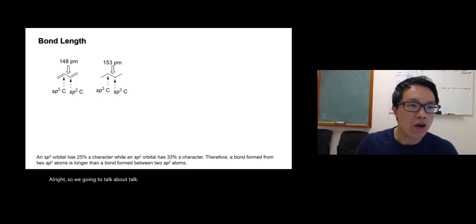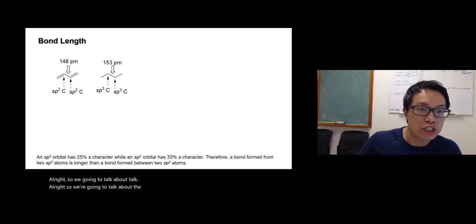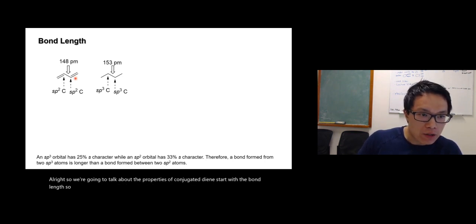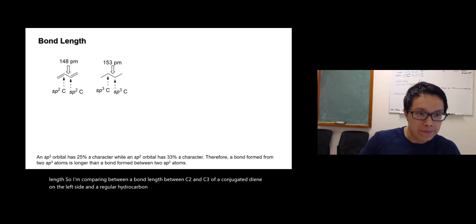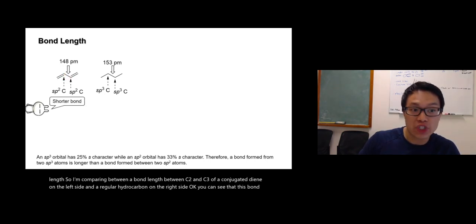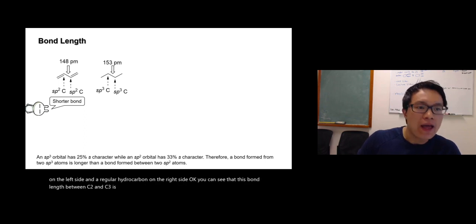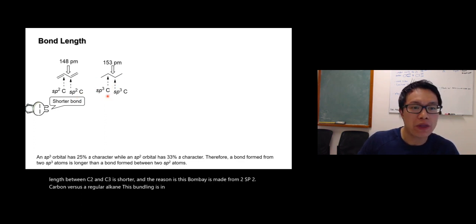All right, so we're gonna talk about the properties of conjugated diene. Start with the bond length. I'm comparing the bond length between C2 and C3 of a conjugated diene on the left side and a regular hydrocarbon on the right side. You can see that this bond length between C2 and C3 is shorter, and the reason is this bond length is made from two sp2 carbons, versus a regular alkane, where this bond is between two sp3 carbons.